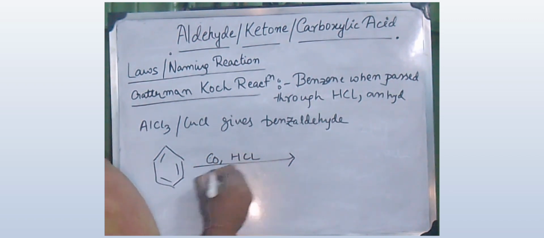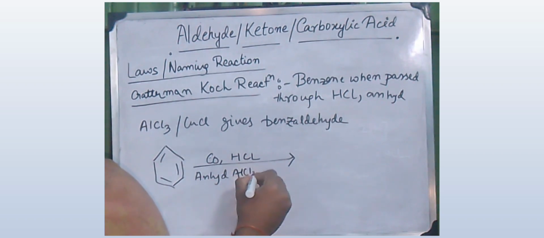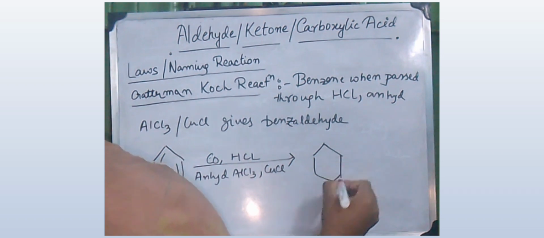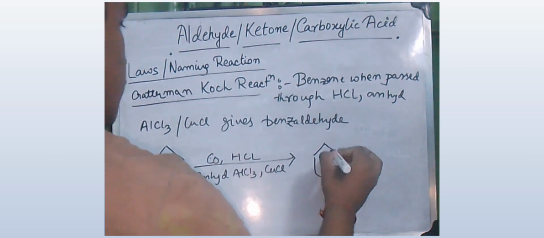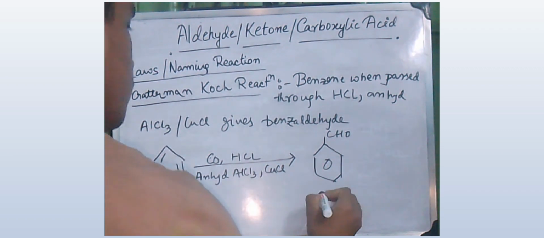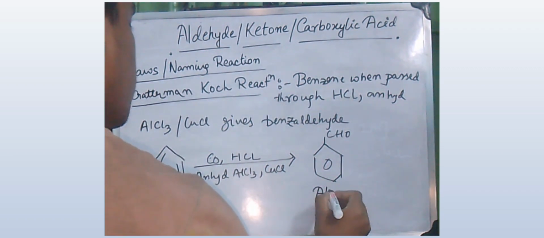This Gattermann-Koch reaction is used multiple times in conversions, where the question asks you to convert benzene to benzaldehyde. So here is our reaction. Benzene passed through CO, HCl, anhydrous AlCl3, CuCl gives benzaldehyde.